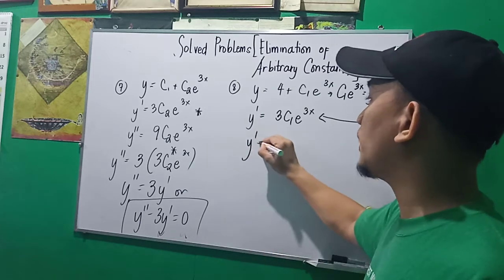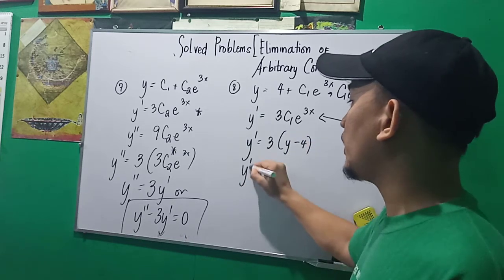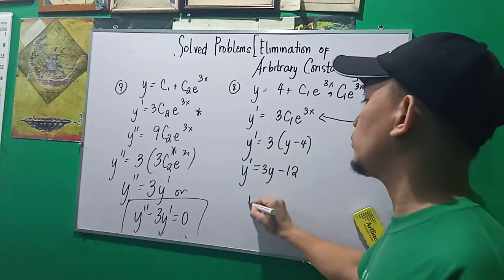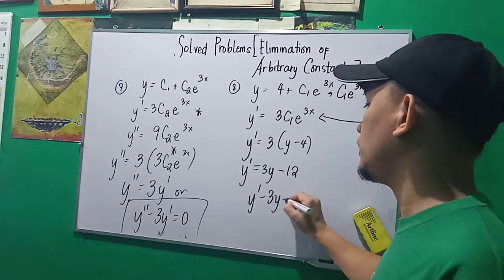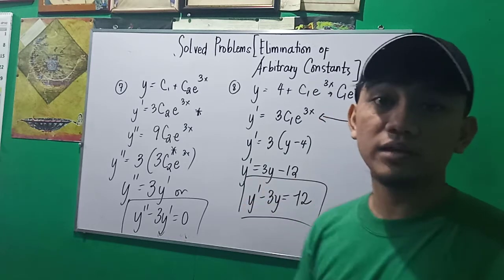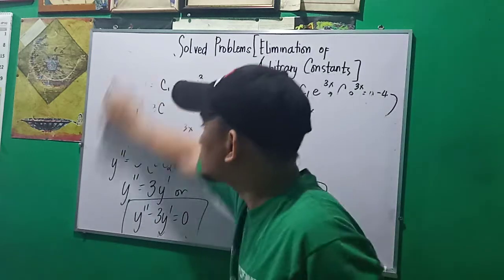So, that is y prime is equal to 3 times y minus 4. So, y prime minus 3y equals 3y minus 12. So, y prime minus 3y equals negative 12. So, yan na yung mangyayari dyan, mga Lodi. Okay? Next problem, mga Lodi, number 9.